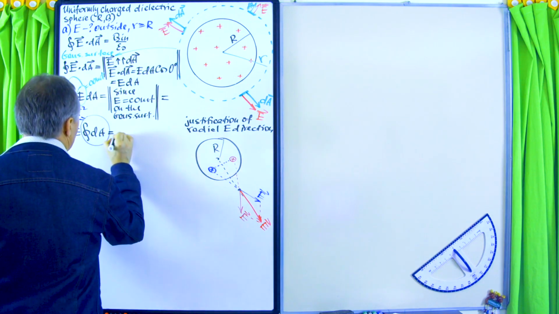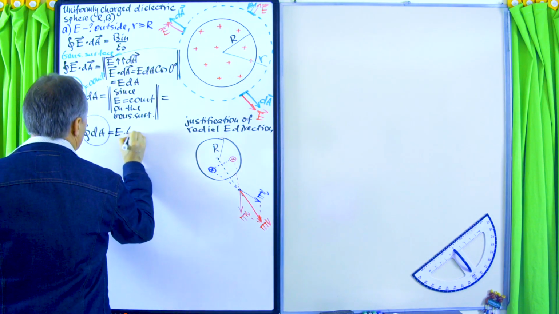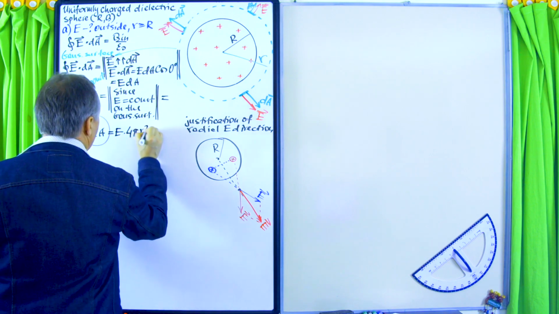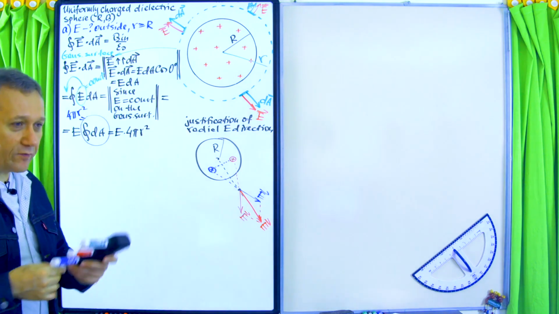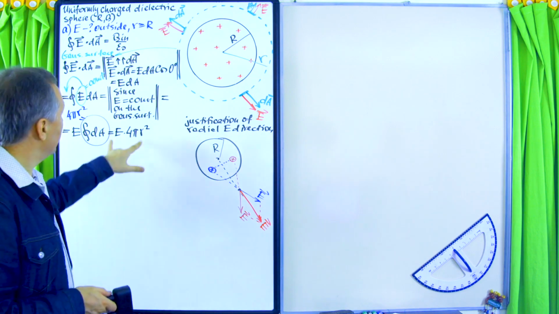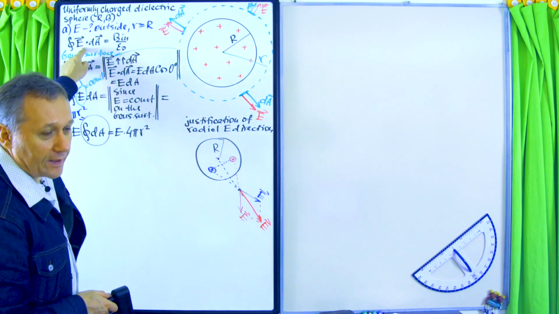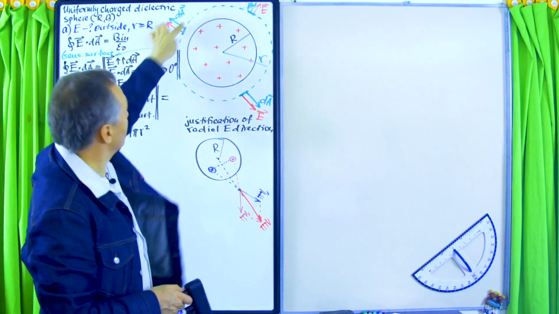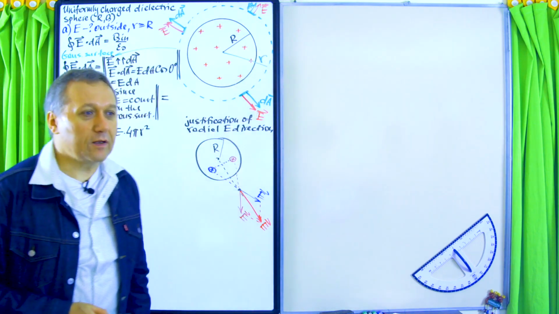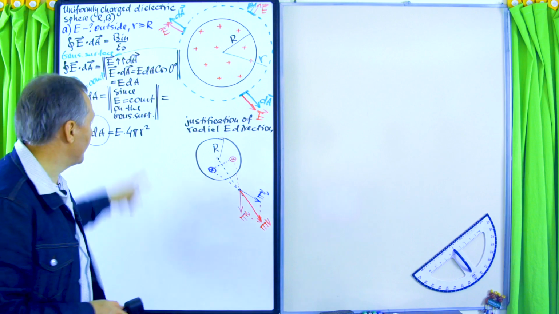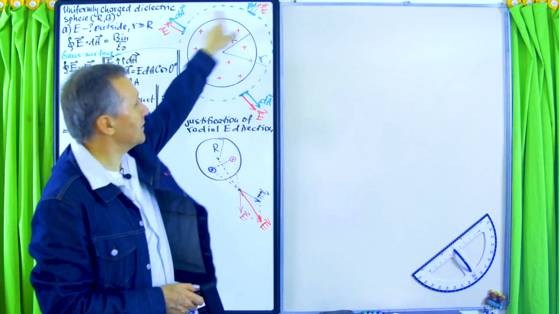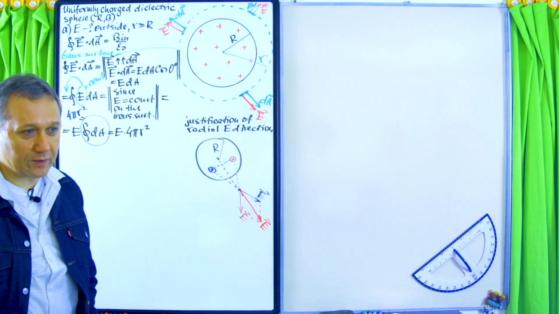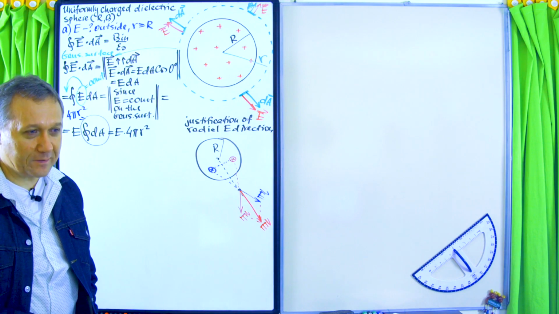So it's equal to E times 4 pi r squared. So what we just found is the value of the electric flux. It's the value of the electric flux through this closed Gaussian surface. It's the number of electric field lines crossing this Gaussian surface. That's what we found. That's the electric flux, right?